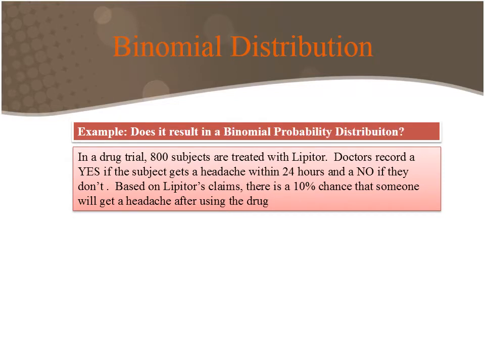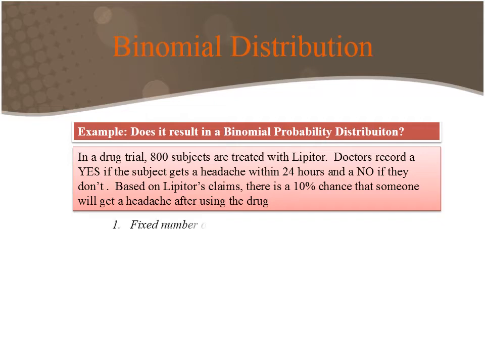Let's take a look at this example and ask ourselves, does it result in a binomial probability distribution based on the four criteria that we just looked at? So in a drug trial, if 800 subjects are treated with Lipitor, doctors record a yes if the subject gets a headache within 24 hours and no if they don't. Based on Lipitor's claims, there is a 10% chance that someone will get a headache after using the drug.